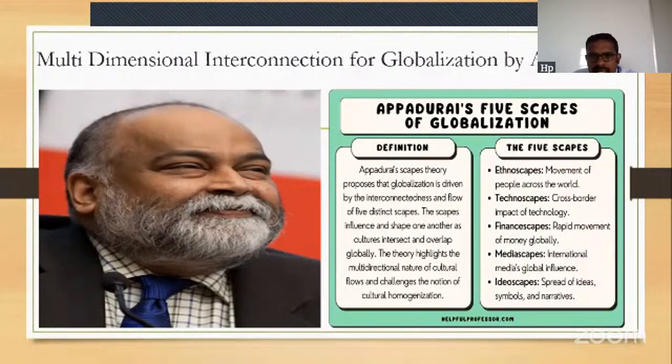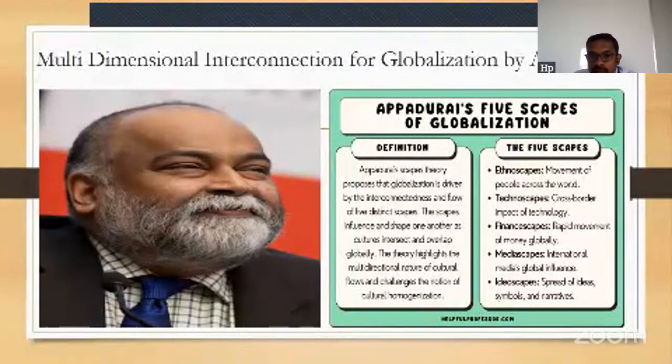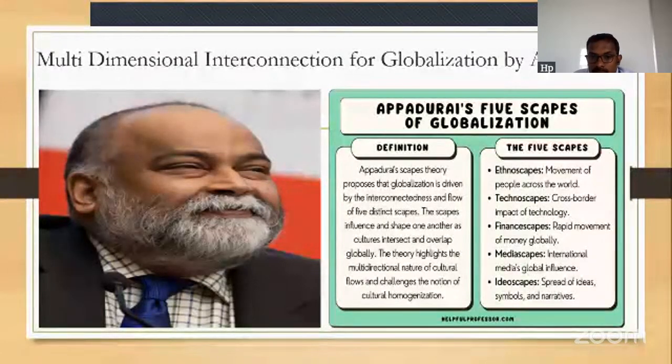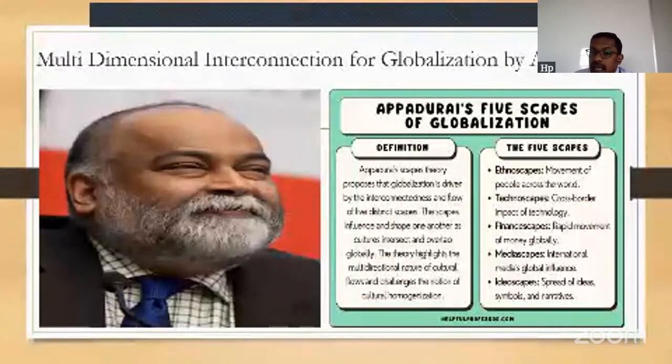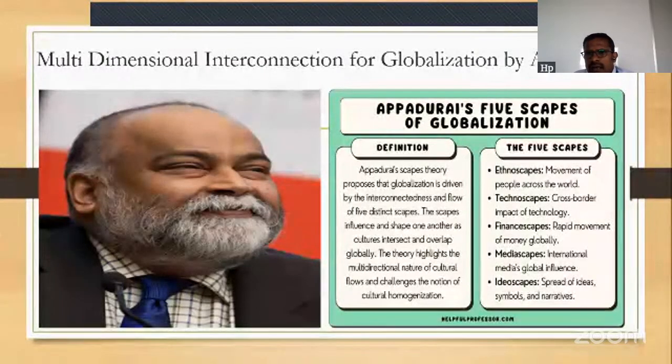So this case is clear, it is globalization driven. Because of globalization, these five scapes have emerged, and because of that, there is an improvement in the interconnectedness and the multi-directional nature of cultural flows, and challenges to the notion have emerged due to this globalization and multi-dimensional interactions that have taken place.